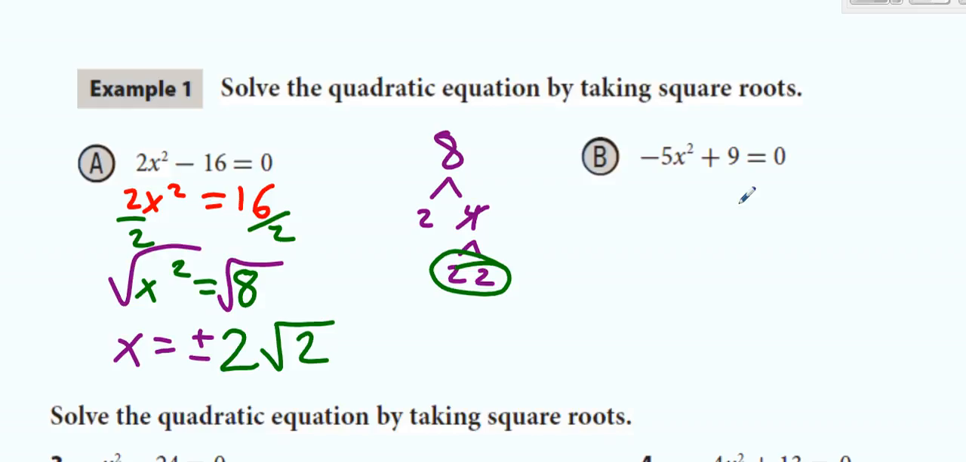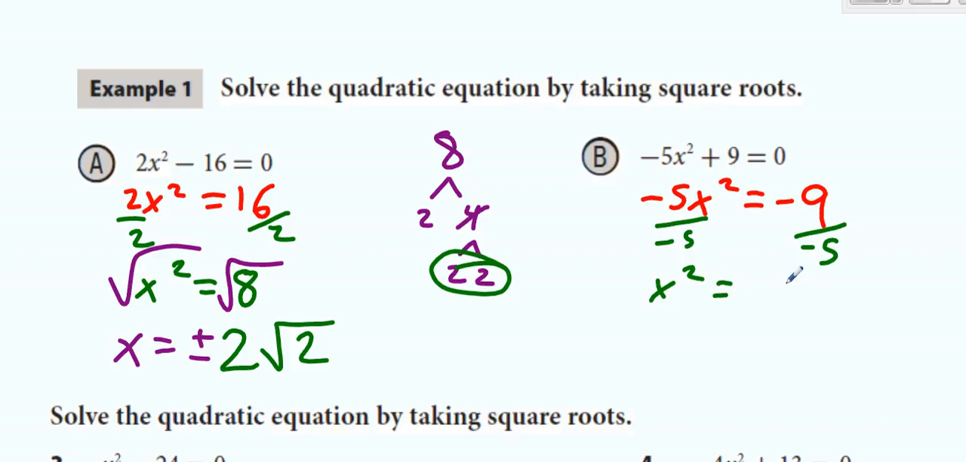So example B, we're doing the same thing. Get the x squared part by itself by moving the 9 over. Subtract 9 from both sides. And then get the x squared by itself by dividing. Negative divided by negative is positive, so that's 9 over 5.